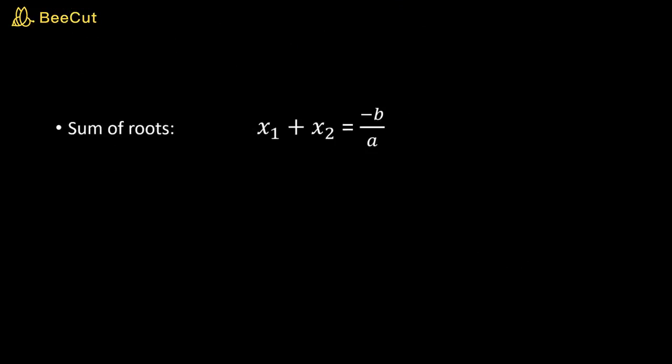Now, the formula to find the sum of roots is given by this formula, and the product of roots is given by this formula. b is the second term in the quadratic equation, a is the first term, and c is the last term or the third term in the quadratic equation. We can understand it further when we have an example.